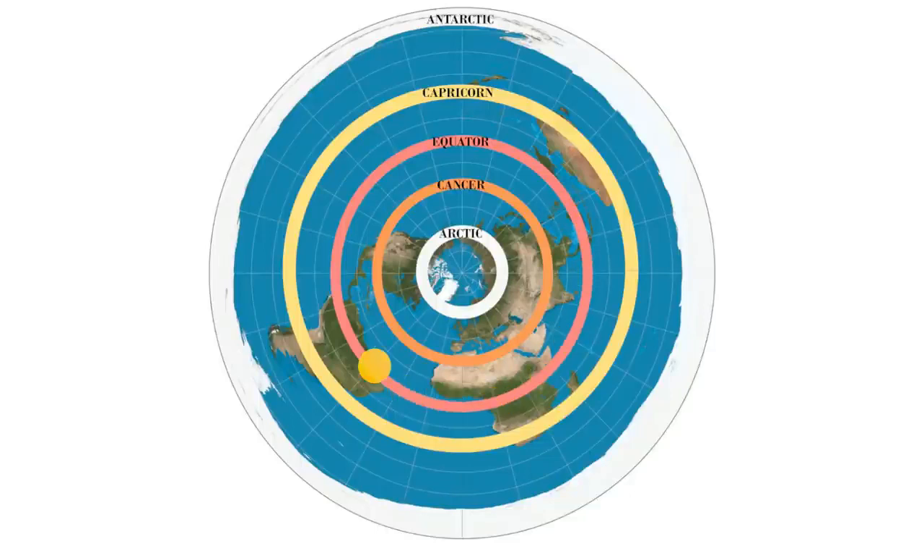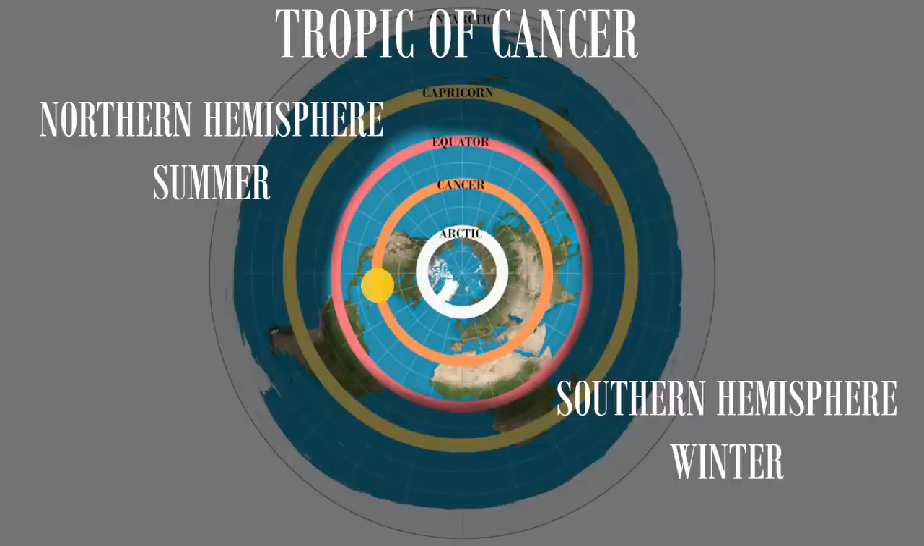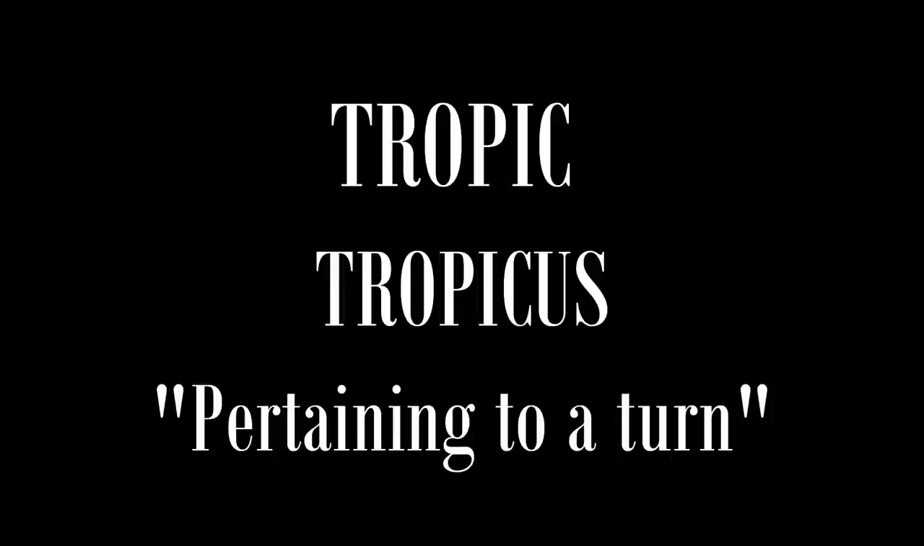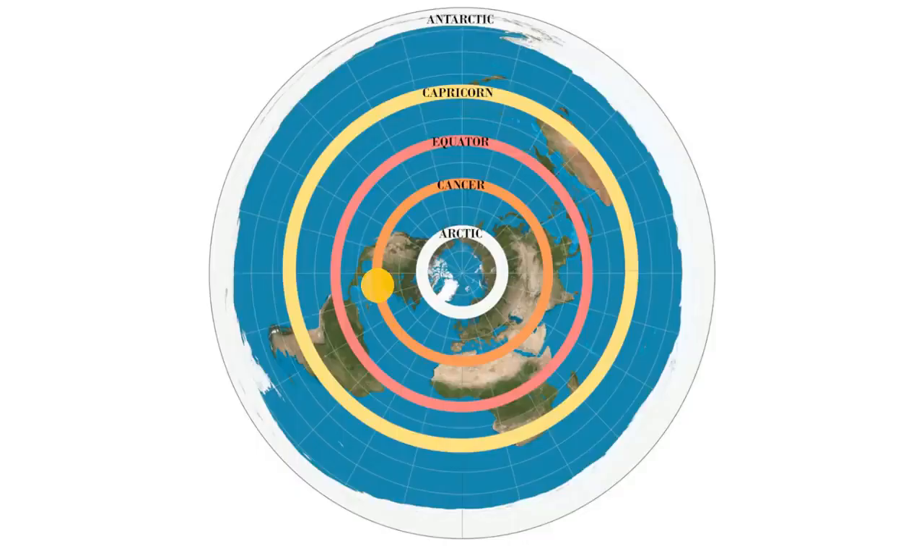Tropic of Cancer. When the Sun is in this position, the northern hemisphere experiences summer and the southern hemisphere experiences winter. After which, the Sun turns and begins making its way back to the equator. The word tropic stems from the Latin word tropicus, which means pertaining to a turn. The Sun journeys back, taking the same concentric spiral path, and reaches the equator again.